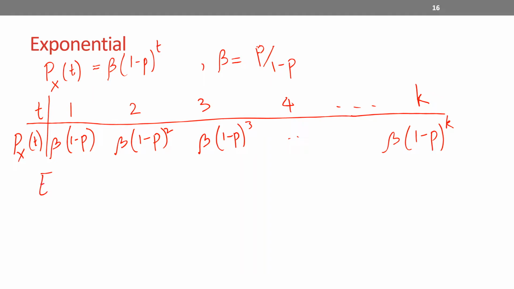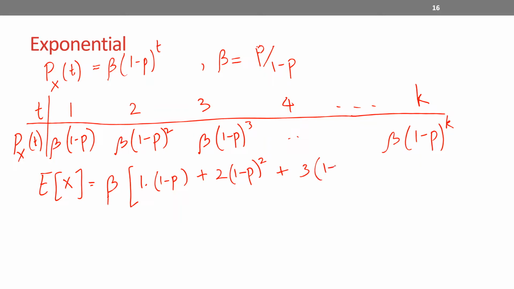Right, again, going back to the formula for expectation, all I have to do is multiply t with this, right? So essentially beta is going to come out because it's there in every element, right? So this is going to be 1 times (1 minus p) plus 2 times (1 minus p) squared plus 3 times (1 minus p) cubed and so on. Okay, so even before we simplify this expression, we can consider certain sum series that we already know, right? So let's consider those first, and then we're going to substitute them here.